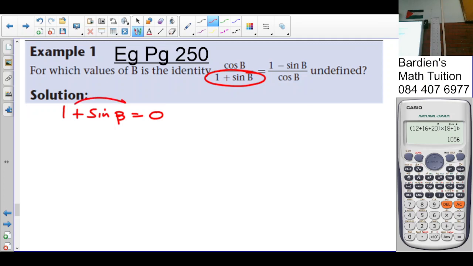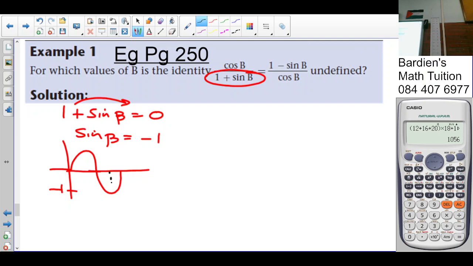So take it over. So sine of beta is equal to negative 1. We take it to the graph. So there's your sine graph. When is sine of beta equal to minus 1? At what point? 270 degrees. So if I represent this, it will simply be beta equal to 270 degrees plus k times, and on your sine graph, it will be k times 360.